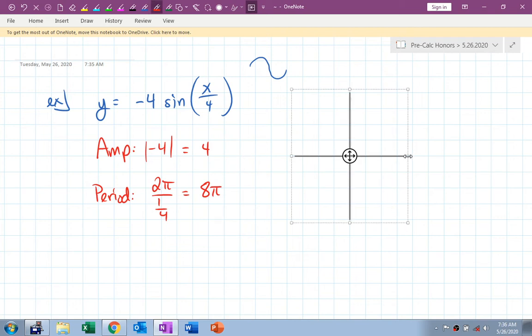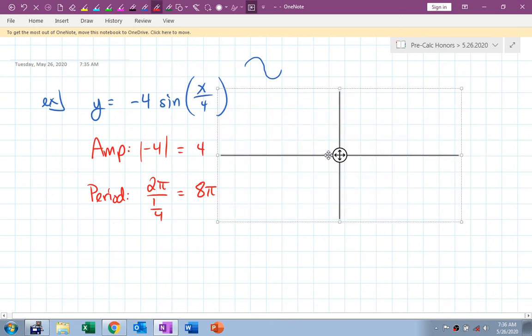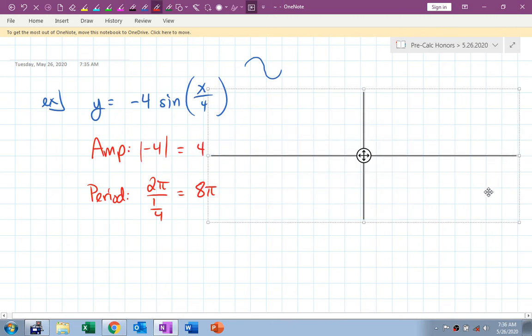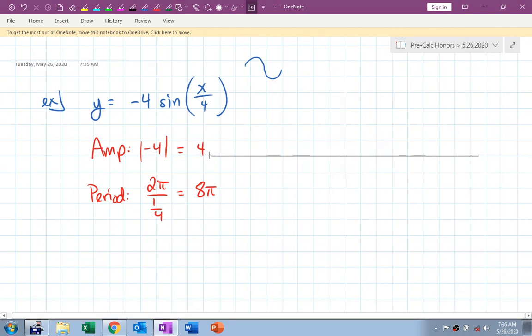Wow, that looks horrible, but whatever. All right. So I'm just going to erase that and redo it. We have to think of our starting points and our points in between. So I'm going to put 4 here, -4. I'm going to start at 0, and I need to end at 8 pi. So I got 1, 2, 3, 4. Remember, 4 tick marks, end at your period.